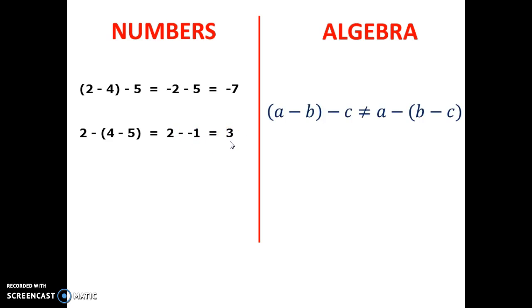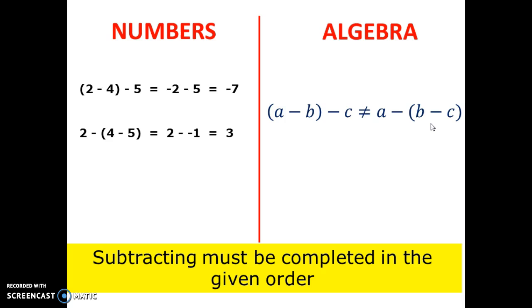So our associative law doesn't work for subtraction. So this statement over here won't work for our algebra. So we have to have them in a particular order that's given.